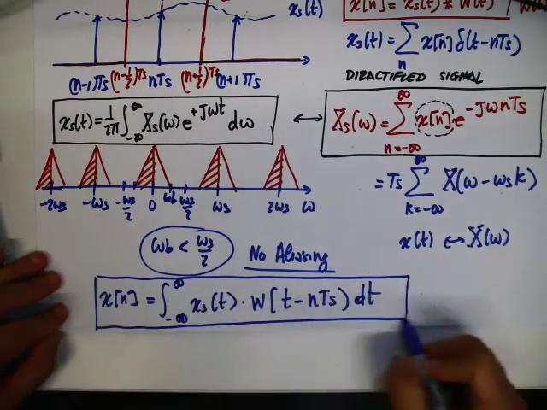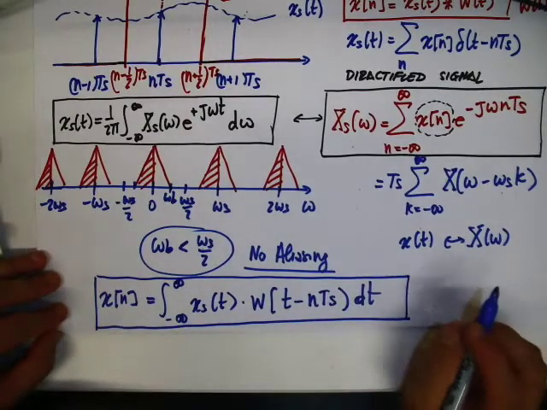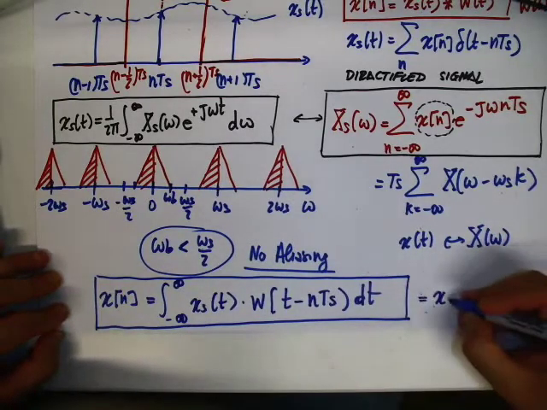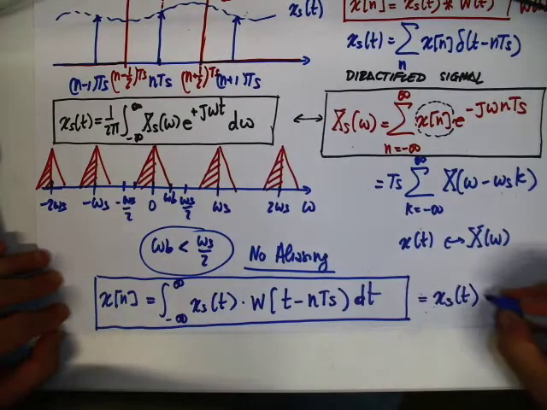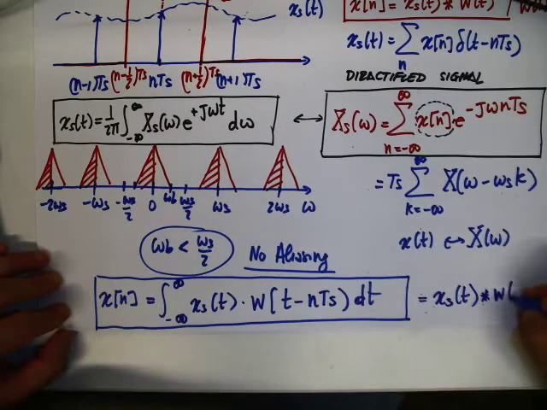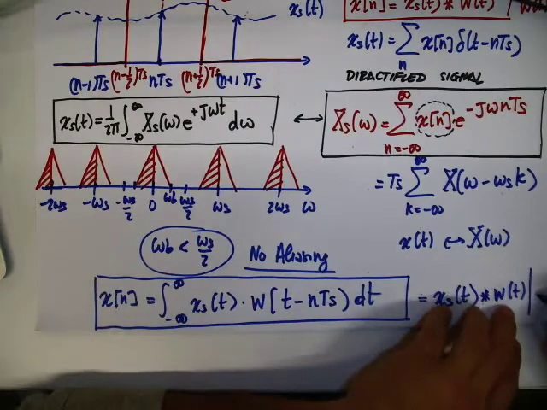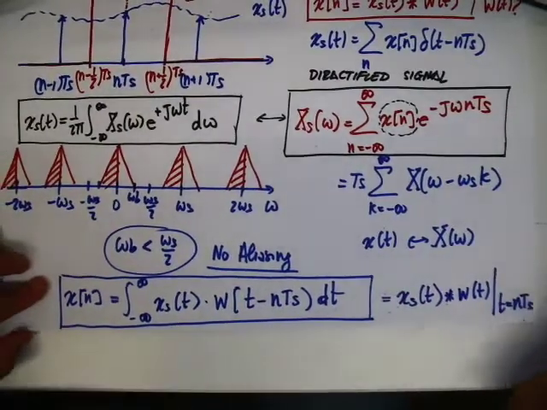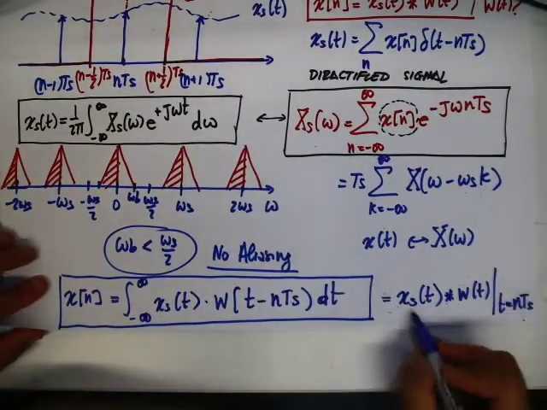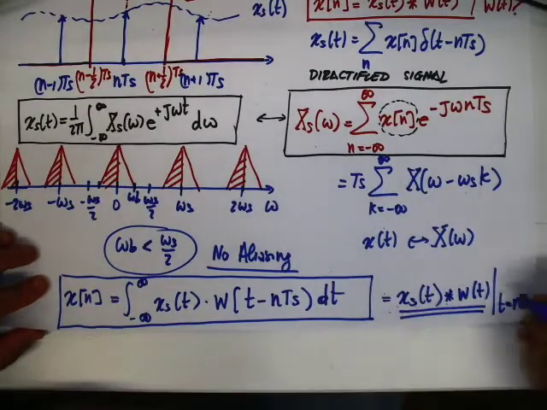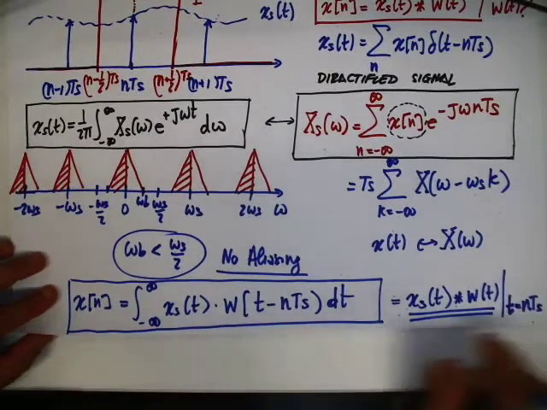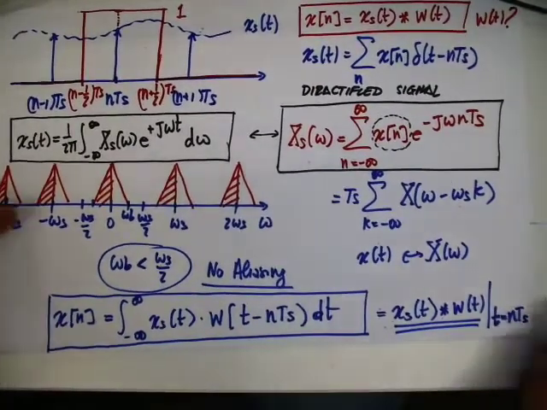Given this, it will be easy now to derive that this is simply the convolution between x(t) and the window, but computed at t equal to nT_s. And of course, it's the only value that will survive, because all the other values at any other time t are 0. So let's study this part in more detail, okay?